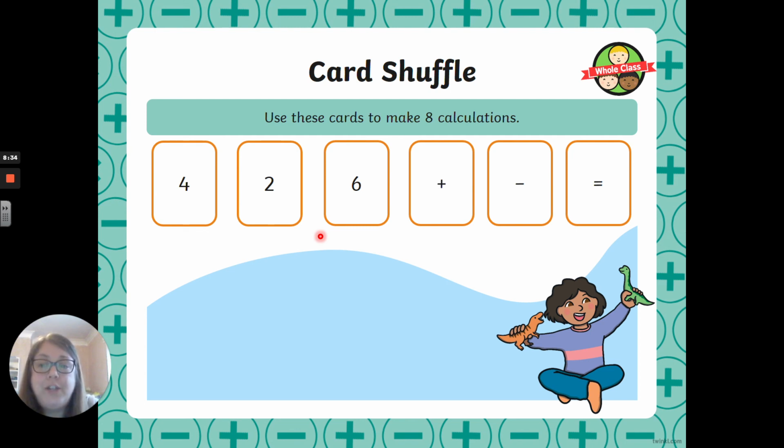But the last challenge is, instead of giving you a picture, I've given you the numbers. And then I want you to put the 8 calculations, so the fact family, for these 3 numbers. The addition, the subtraction, and then obviously the equals, depending on where it goes. So use these 3 numbers to write the 8 calculations as your final challenge.